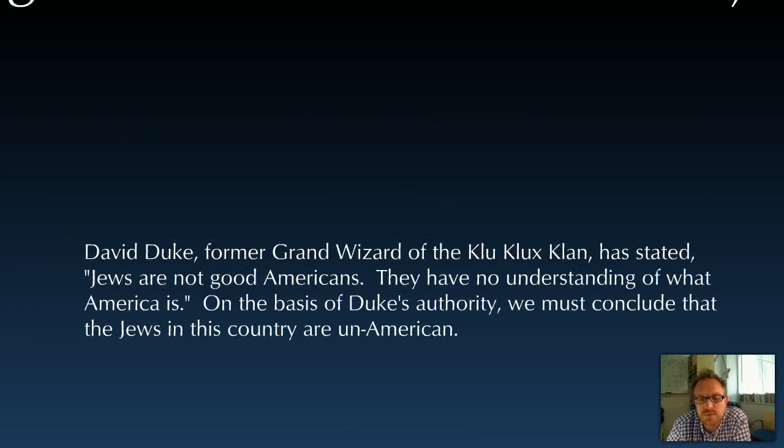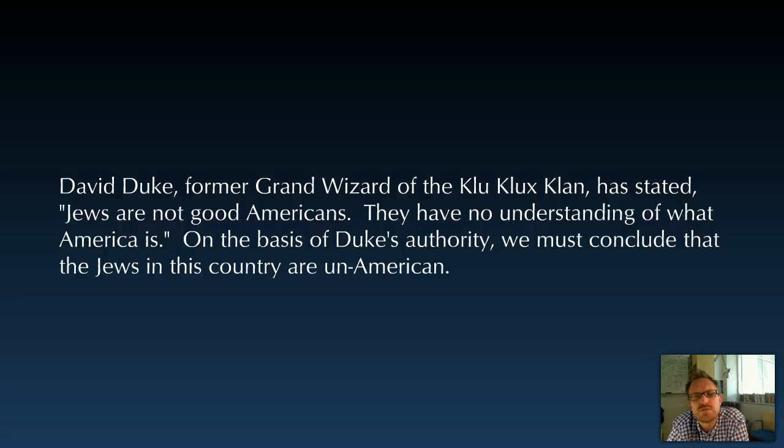This is a silly example, but David Duke, former Grand Wizard of the Ku Klux Klan, has stated that Jews are not good Americans. They have no understanding of what American is. And on the basis of Duke's authority, we must conclude that Jews in this country are un-American. Wait, what? David Duke, by virtue of being a Klan member, is not a good authority, not an objective basis to discuss who is a good and who is a bad American. In fact, it's fairly ironic because most people would probably conclude that David Duke is the worst American.